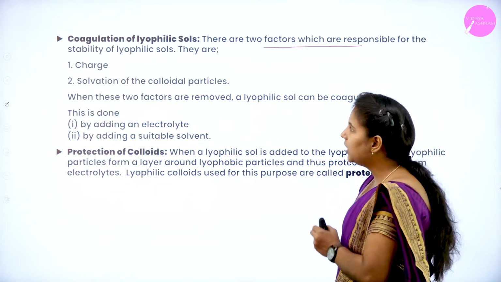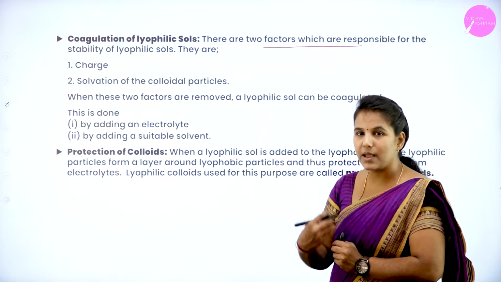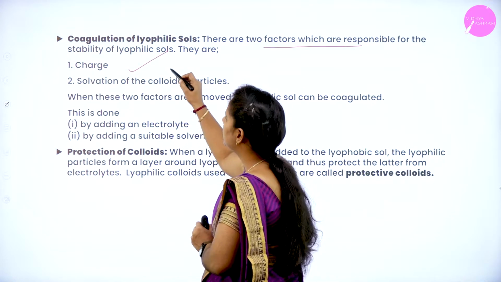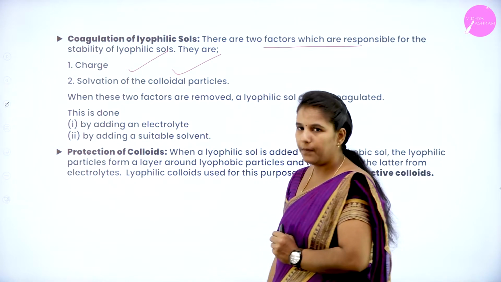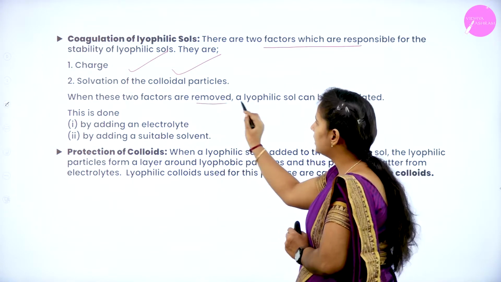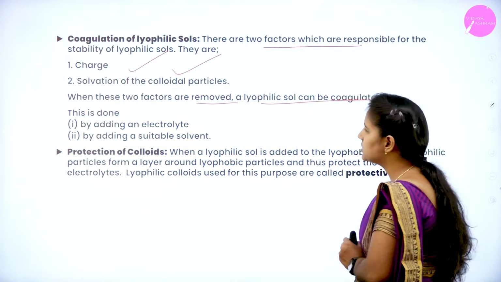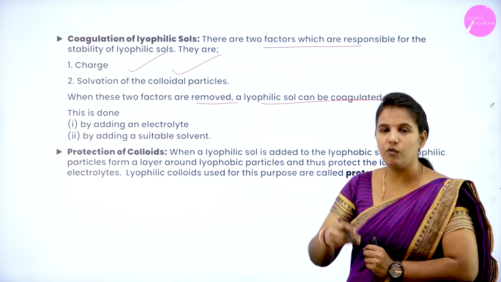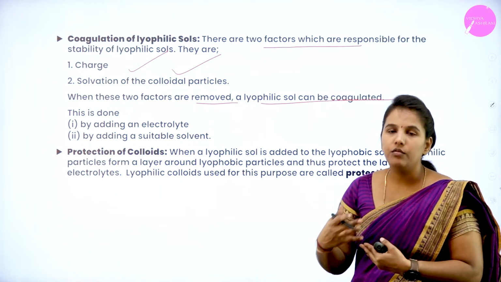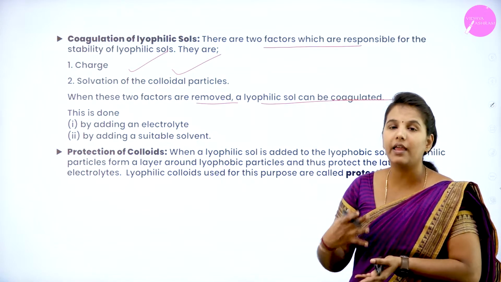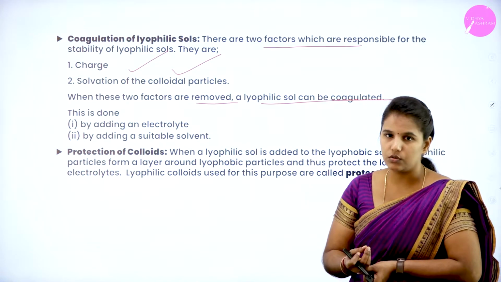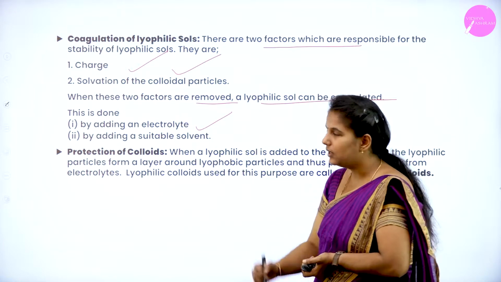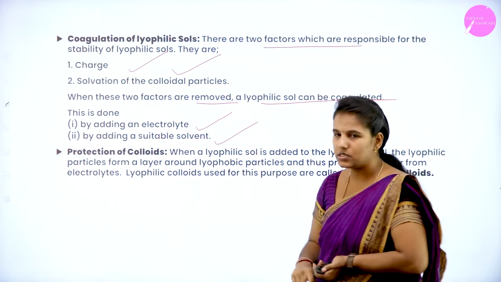Is it right? There are two factors which mainly determine the stability of these lyophilic colloids. The first is the charge and the second is the solvation of the colloidal particle. When these two factors are removed, lyophilic colloids can also be coagulated. We can form precipitation in a lyophilic colloidal solution also, by adding a suitable electrolyte and also by adding a suitable solvent.